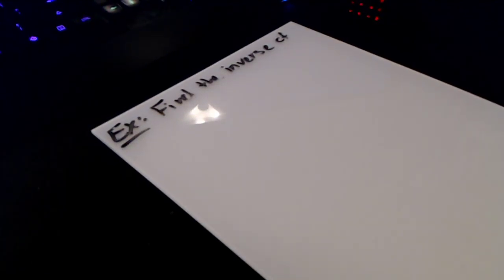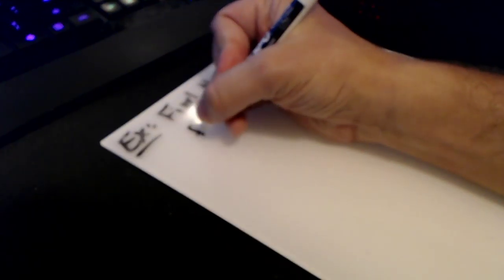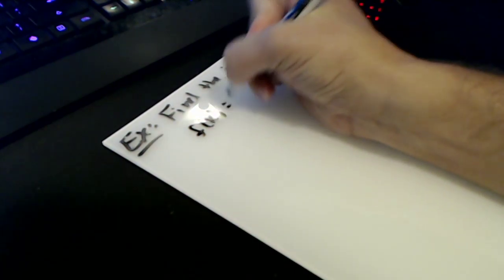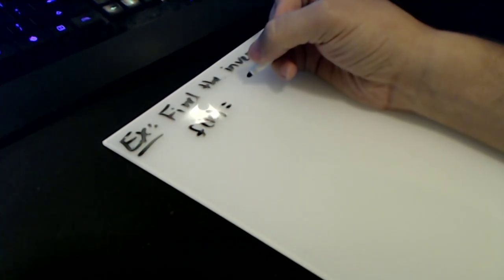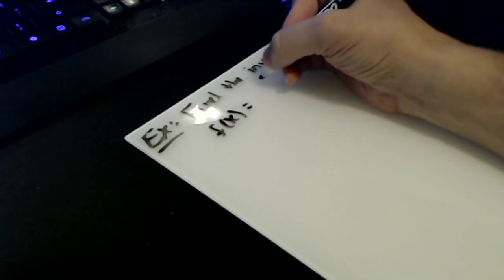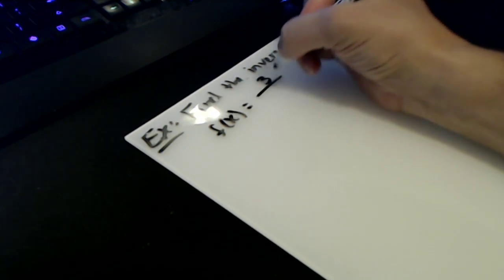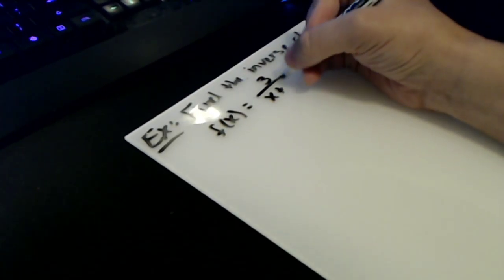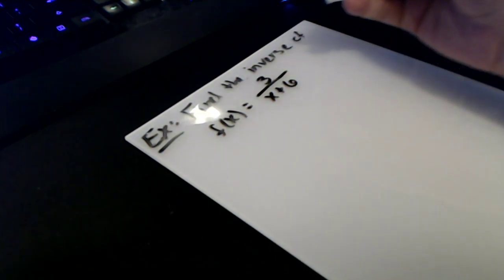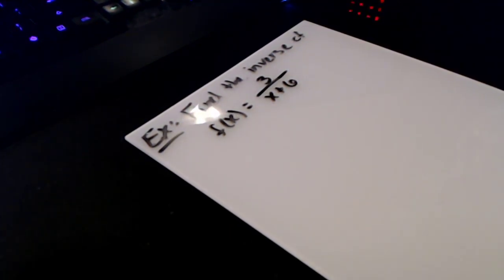Okay, so this time we're going to find the inverse of f of x, and let's put x in the denominator this time. So like let's do 3 over x plus 6. I don't know how that's going to work. It might work great. It might not. I don't know. We'll find out.